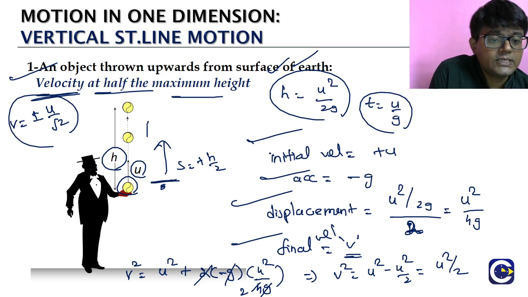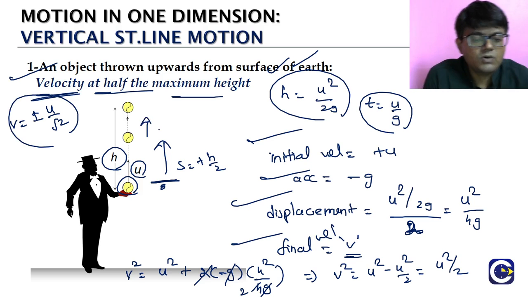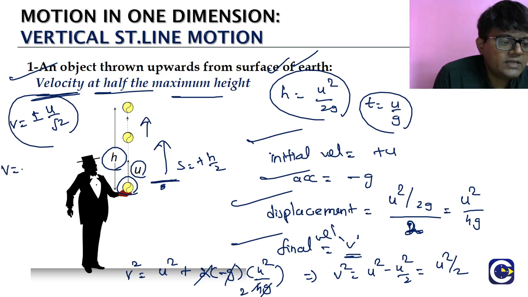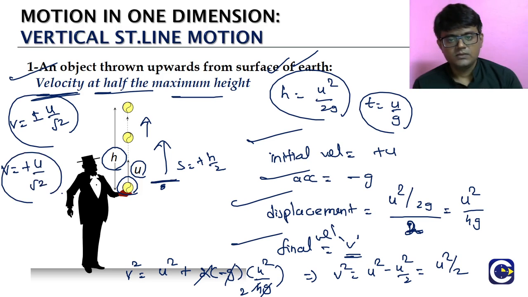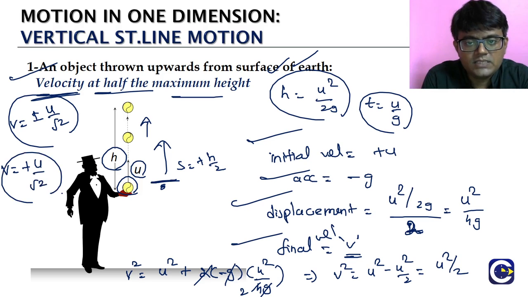But still the object is going up only, right? It is at half the maximum height, which means it is going up. So we can take the velocity there as plus U by root 2. So what we need to keep in mind is that the velocity will be the initial velocity value divided by root 2.